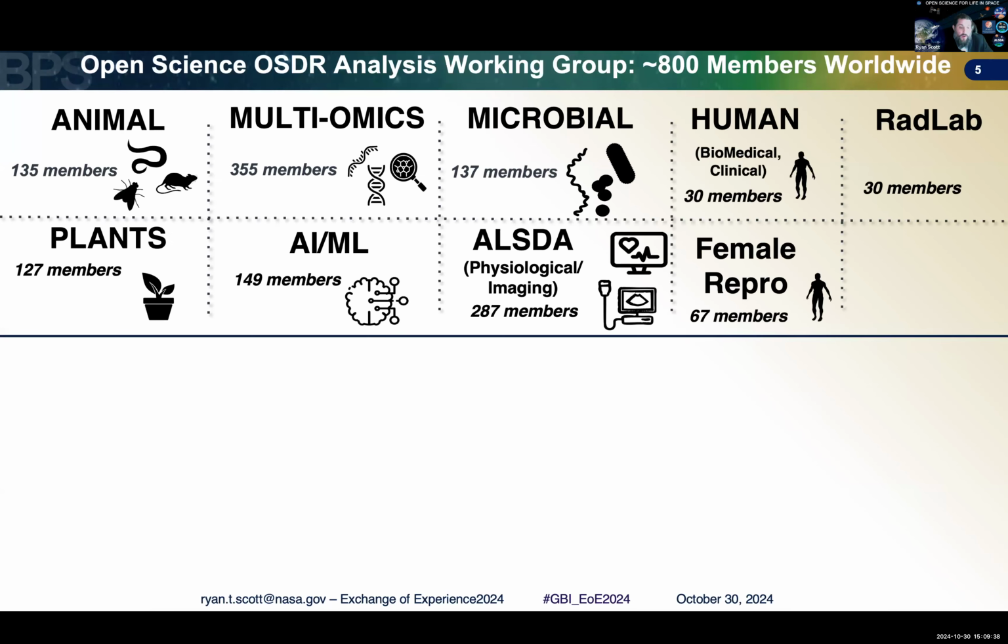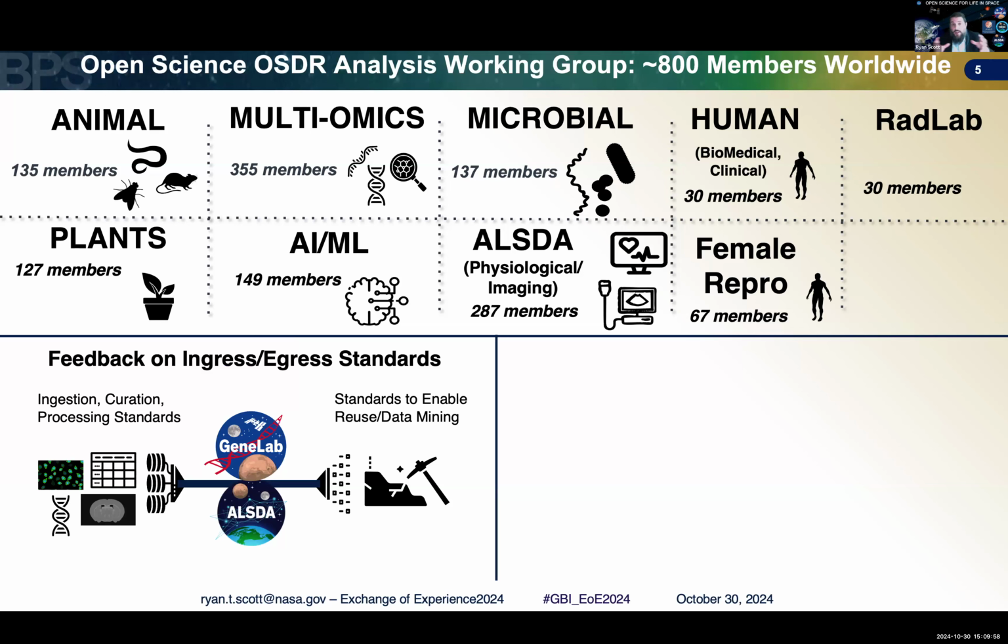One of the reasons for how we've developed these standards is through our analysis working groups. So here's a snapshot. We have about 800 members around the world. It's open to the entire world. Anyone in the world is welcome to join. It's not organized by NASA. It's a community adjacent to NASA. And this is the breakdown of those 800 members.